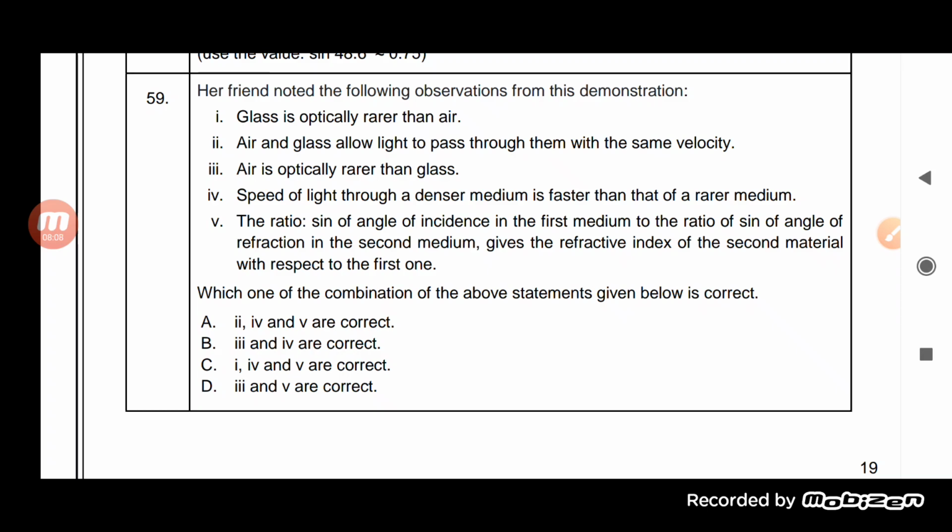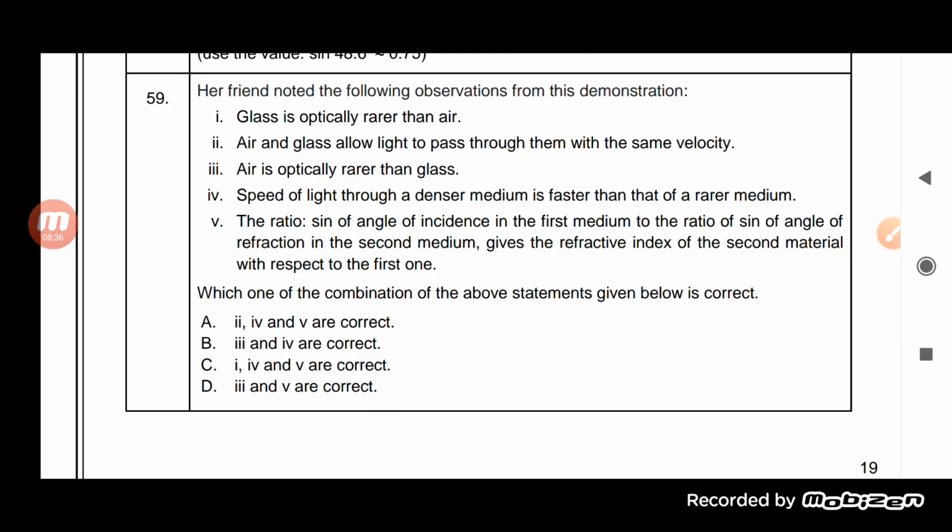Speed of light through denser medium is faster than that of rarer medium. That is also wrong, student. The speed of the light through a denser medium is not faster. Rarer medium is having the faster speed of the light. So that is also a wrong one.